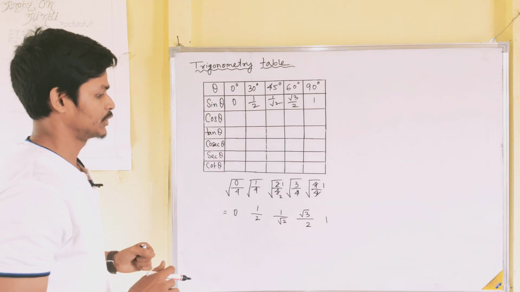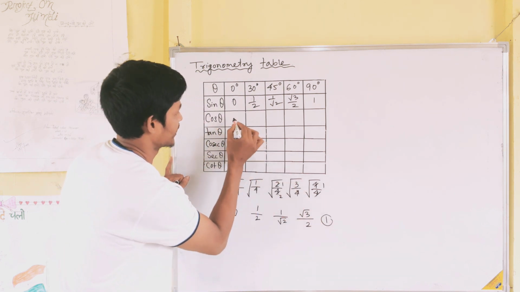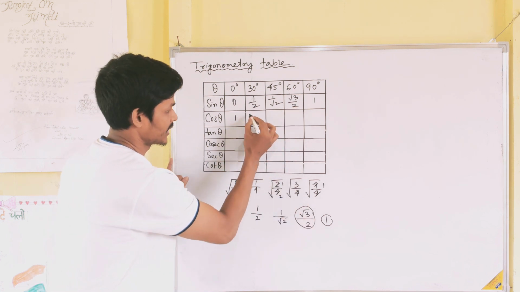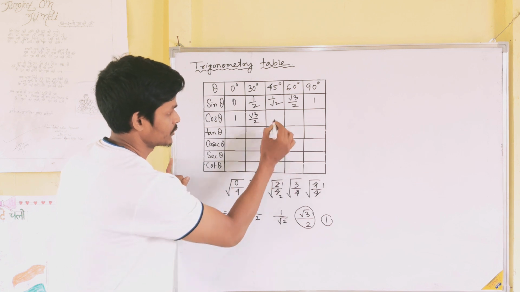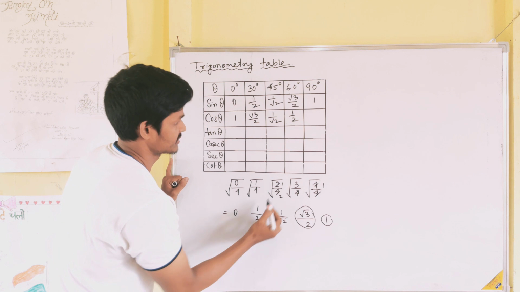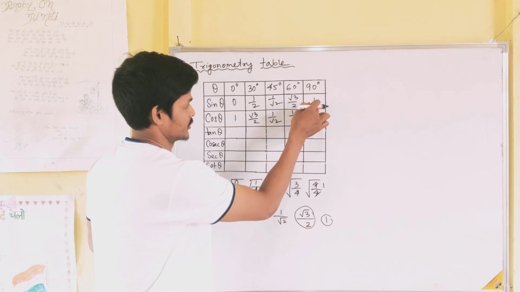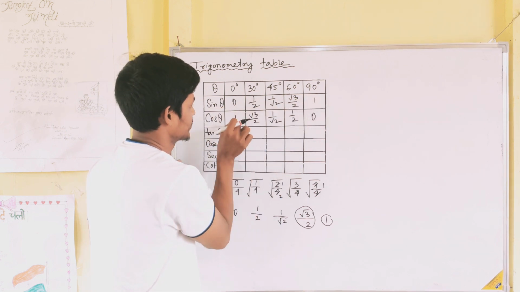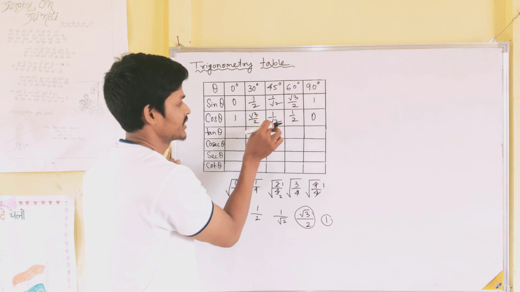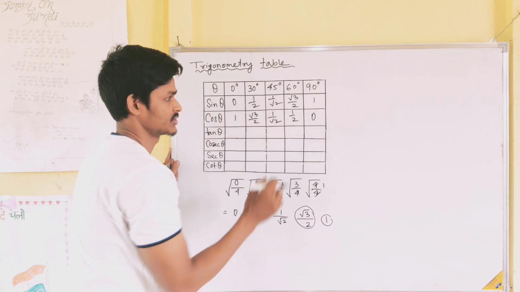Now what will you do? For cos 0 degrees, put 1 here. It is the reverse: root 3 by 2, then 1 by root 2, then 1 by 2, then 0. Okay, simple. Sin 90 degrees is cos 0 degrees, sin 60 degrees is cos 30 degrees, sin 45 degrees is cos 45 degrees, sin 30 degrees is cos 60 degrees, and sin 0 degrees is cos 90 degrees, which is 0.